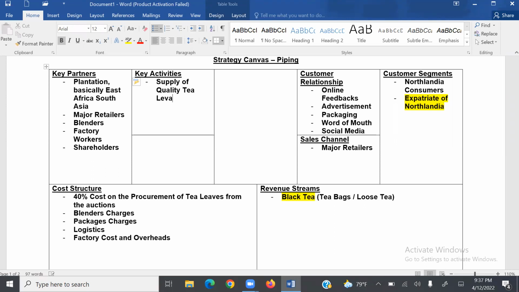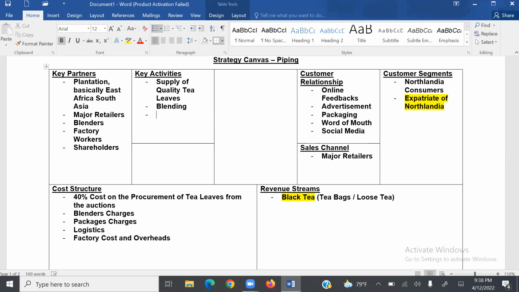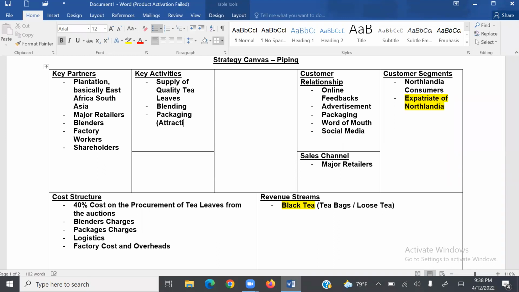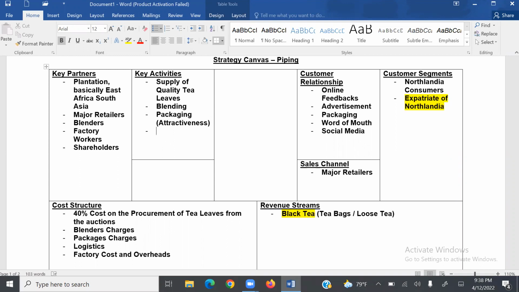Yes, sir. Quality tea leaves, because the quality plays a major role. And the other thing is the blending. The blending process is very important to manage the taste of the product as well. And high quality packaging, sir. Packaging is very important. And I'll write down here attractiveness, because it needs to be highly attractive rather than just a foil cover. And first mover of e-bags, sir. Correct. So that is fine. That I will come to later. So these are the key activities they are doing.